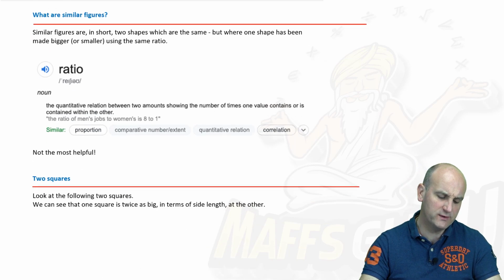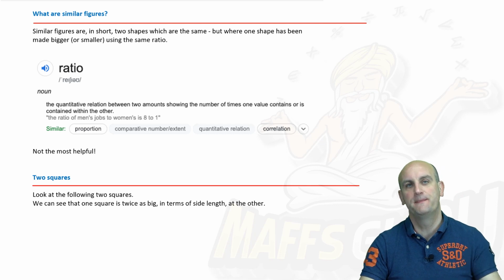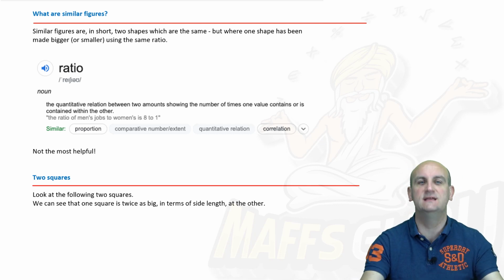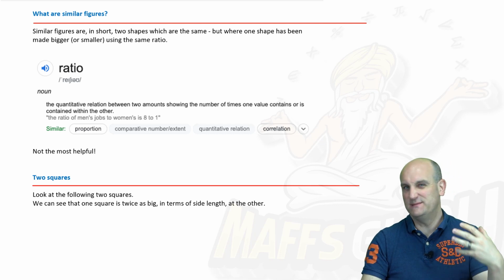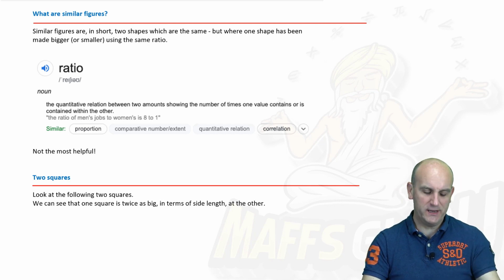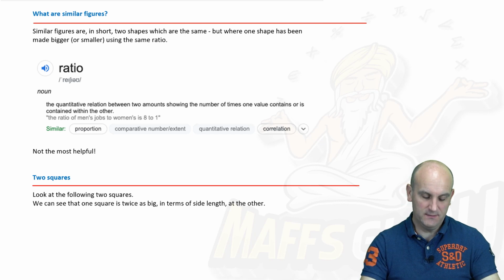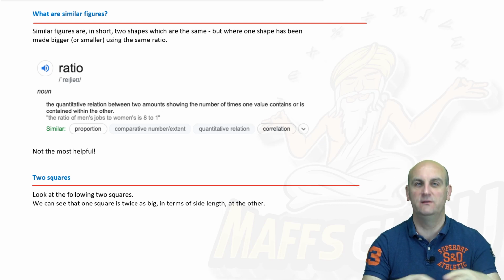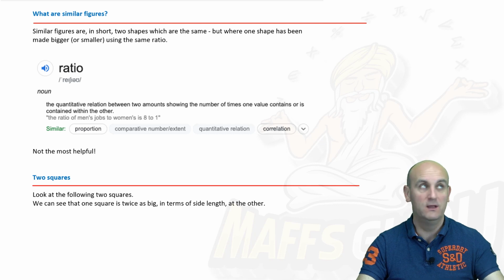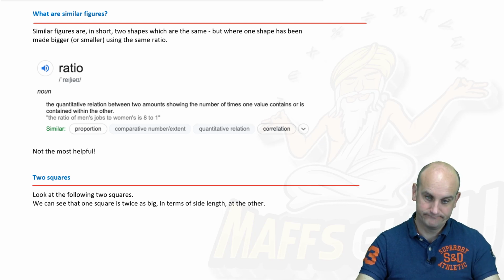But I suppose the important question is, well, what are similar figures? My mum always said if you don't know what it is, then look it up in the dictionary, and that's exactly what I did. And I knew it had something to do with ratios. So a ratio is a noun. How exciting, thank you very much. The quantitative relation between two amounts showing the number of times one value contains or is contained within the other. That is a long way to actually say it's got something to do with dividing. A ratio has something to do with dividing.